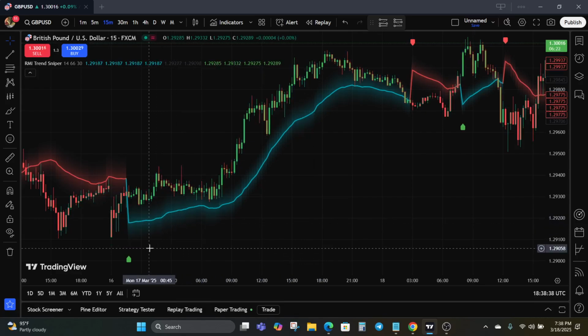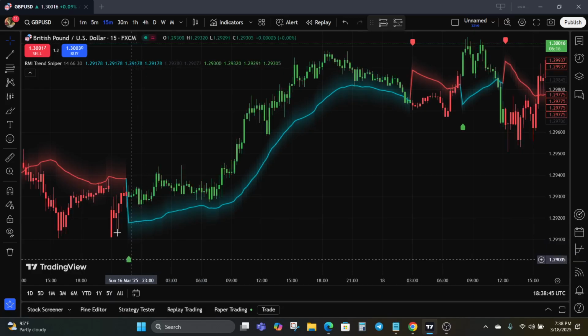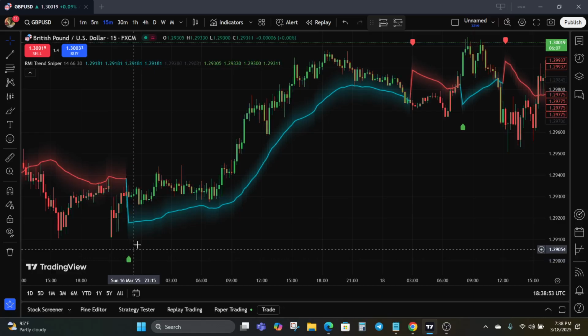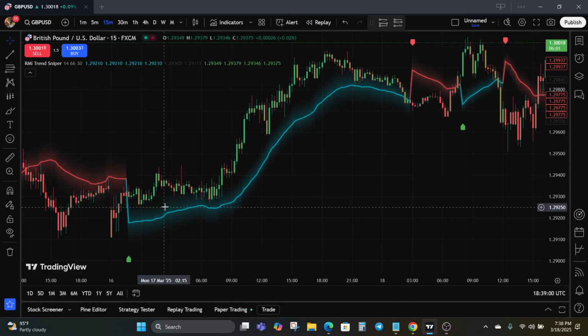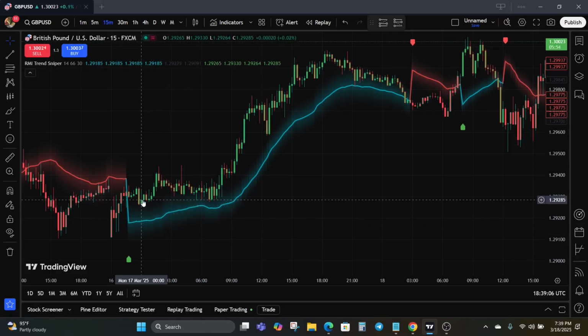All right, and then you will usually notice this green sign appear below the candlestick. So when the color changes to blue alongside this green sign below the candlesticks, there you have a buy signal. So you can consider entering a buy trade upon confirmation. When you get perhaps a bullish candlestick pattern confirming this signal, you can go ahead to enter a buy trade.